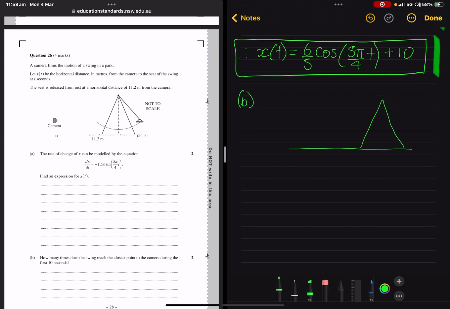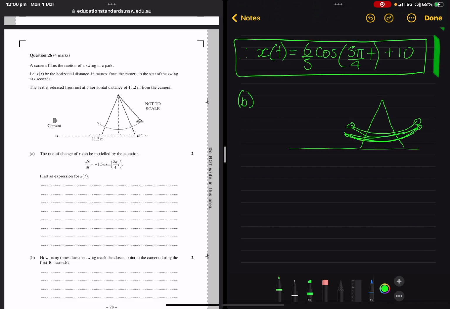We've got the swing over here. It starts at the furthest possible point, and then it will swing in here, and then it will swing back, and maybe it makes it all the way back, maybe it doesn't. Let's imagine that it does, because that's pretty much what the model tells us. So it makes it back, and then forward, and forward, and so on. So we want to know how many times does it get here?